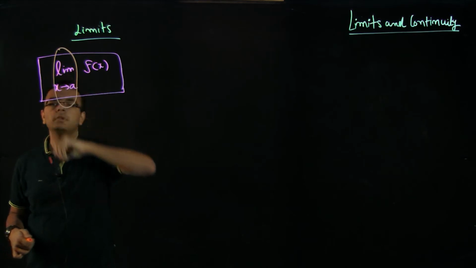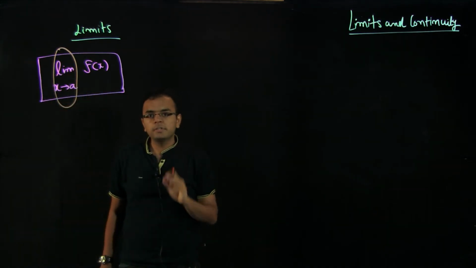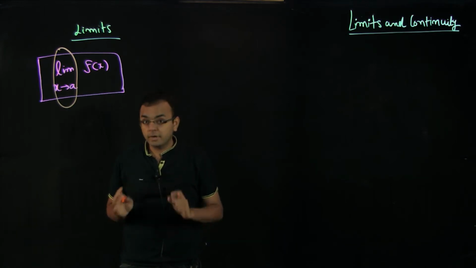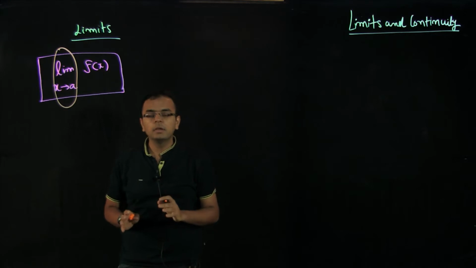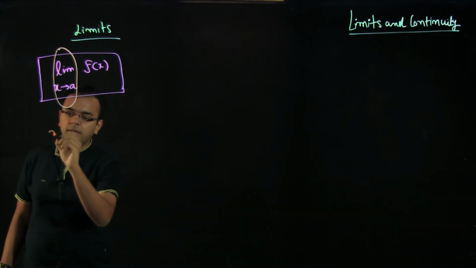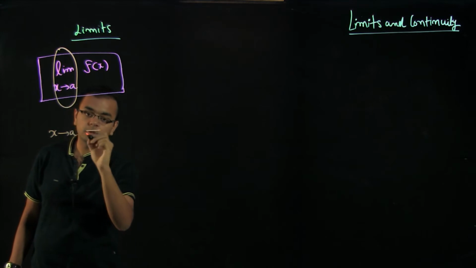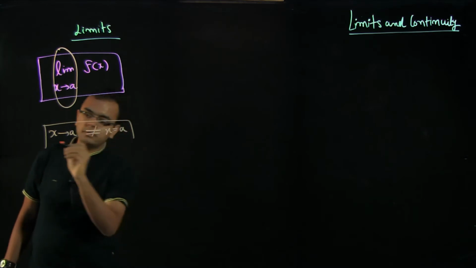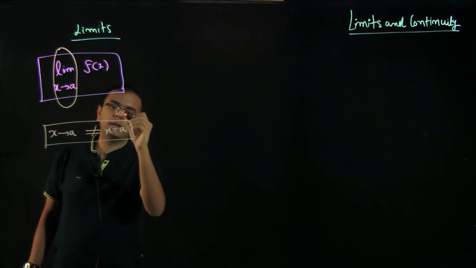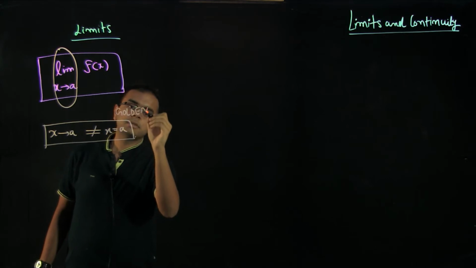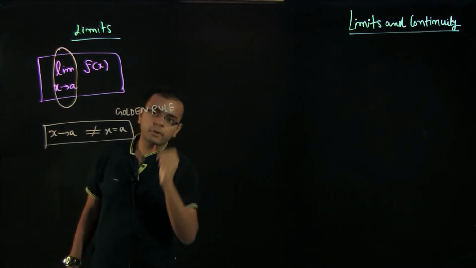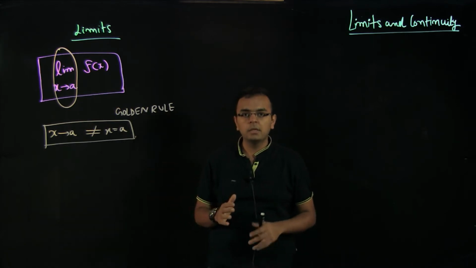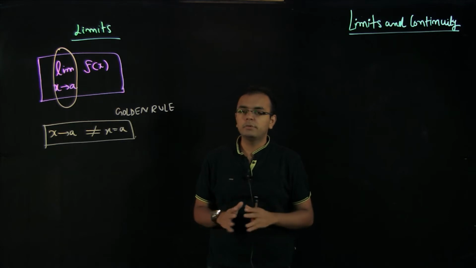What does limit x tends to a really mean? So the first and golden rule for limits, and that is something that I will really emphasize, and I hope that you will never forget this rule, because this is the most important thing for you to know about limits, is that x approaches a is not equal to x equal to a. I'll write here golden rule, because if you start equating x approaches a as x equal to a, then you will go wrong in all the questions you will try to attempt for JEE.